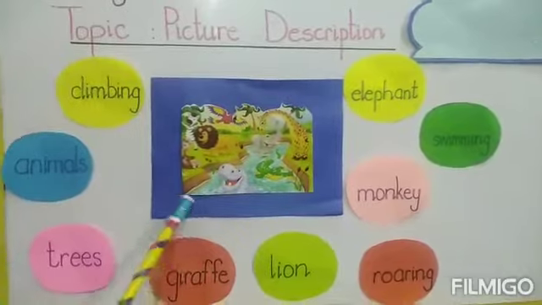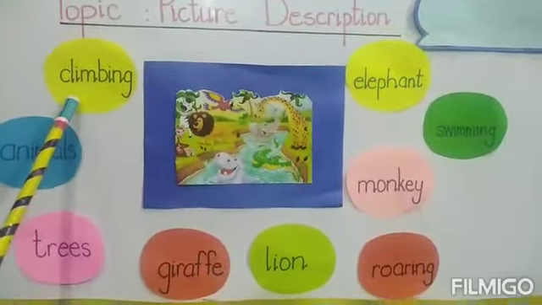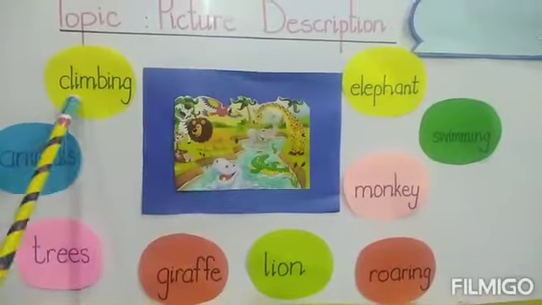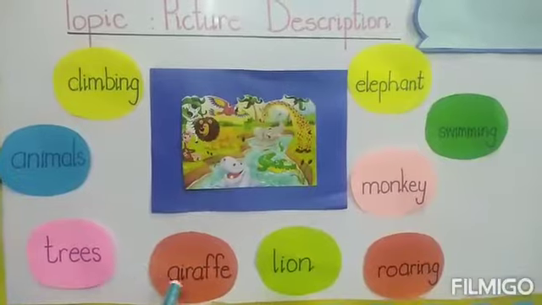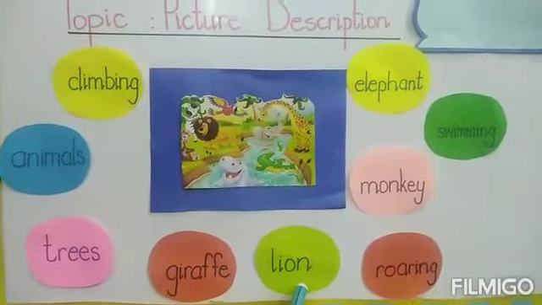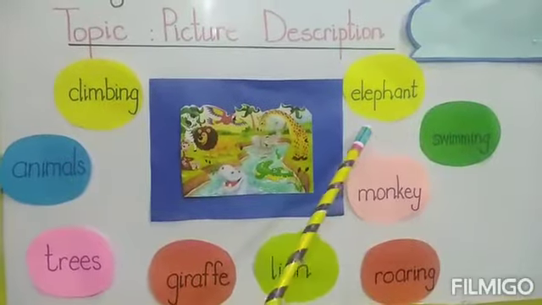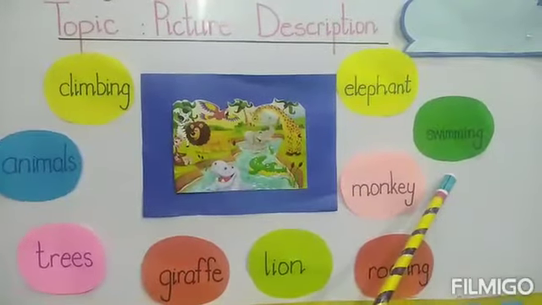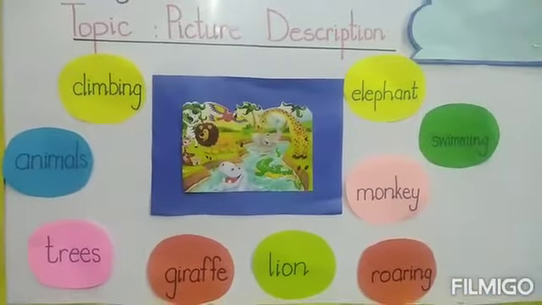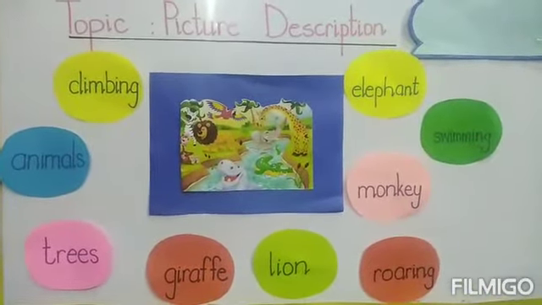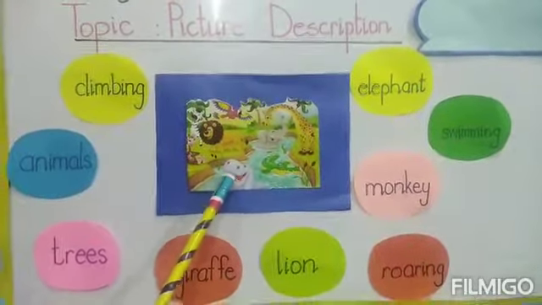Okay, first of all, we will read the vocabulary words. We will read the helping words. Climbing, animals, trees, giraffe, lion, roaring, monkey, elephant, swimming. Okay, we have helping words here, and with the help of these words, we will make sentences about this picture.